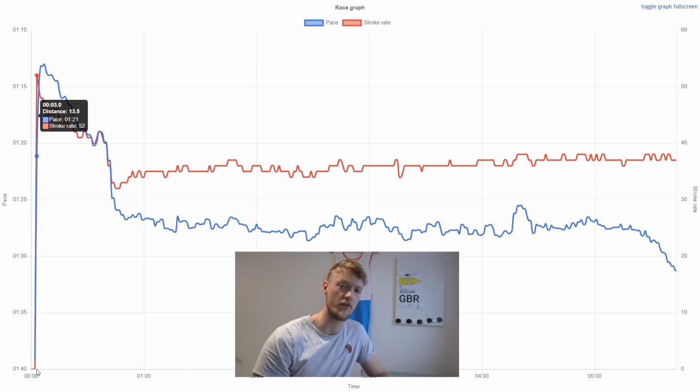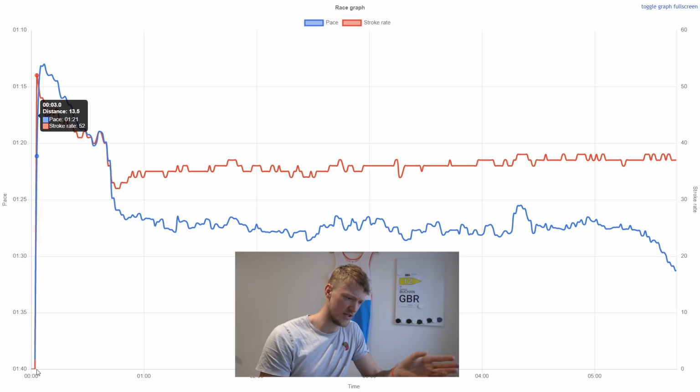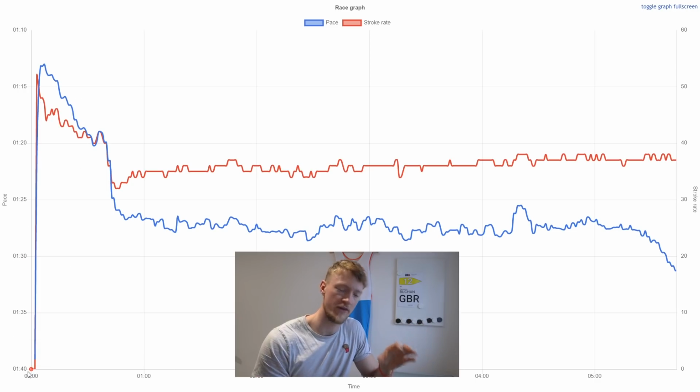So he started off very strongly, and as we go forward here, it's a really interesting strategy that he's taken, even though the majority of his 2K is reasonably flat paced.